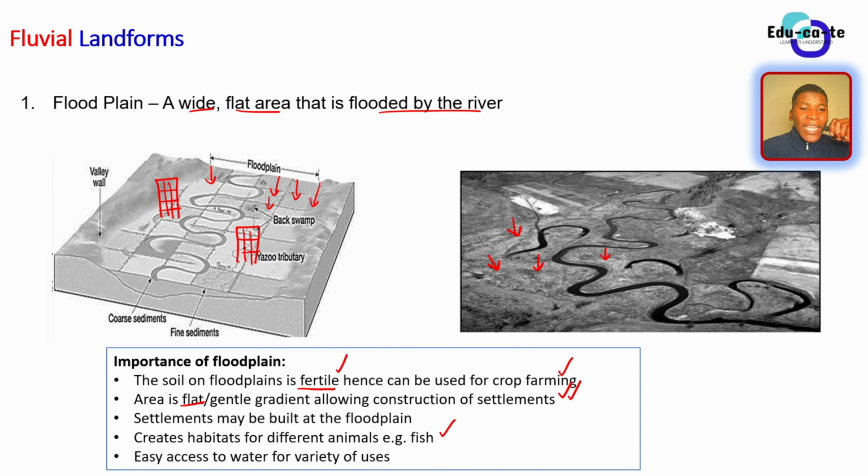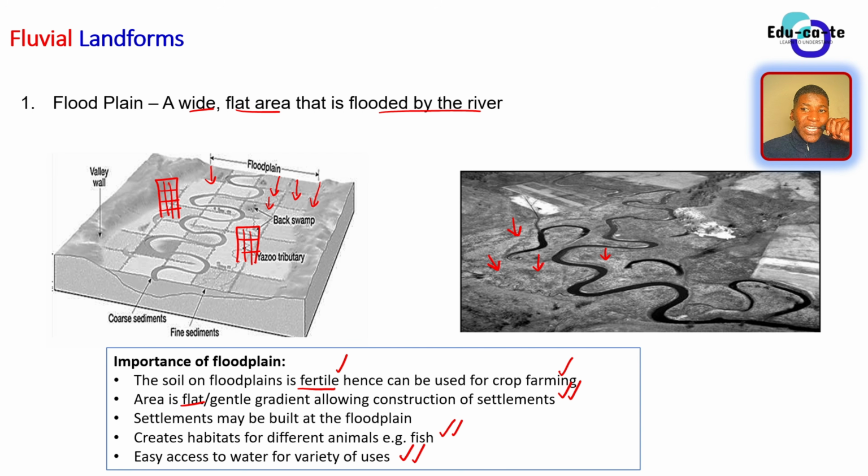And then there's also easy access to water for a variety of uses. The floodplain has easy access to water, first of all because it's an area around a river. When you are at the floodplain, or at this area surrounding a river, you are near the river, so you can fetch water there for a variety of uses.